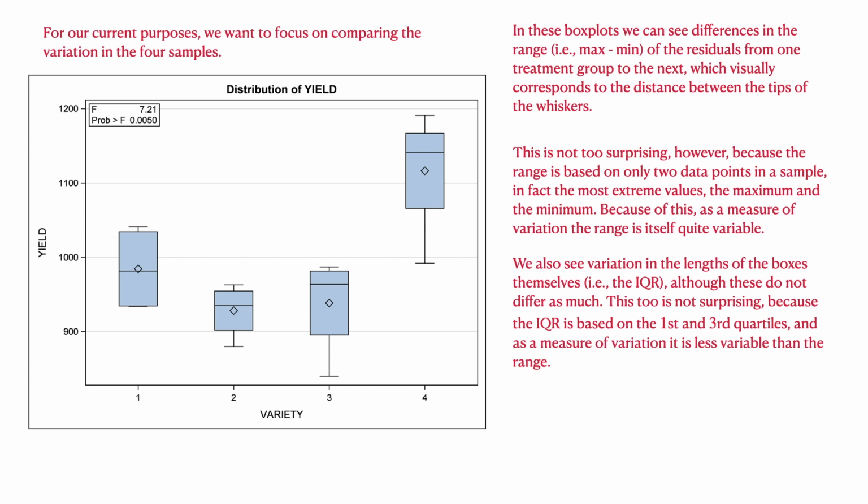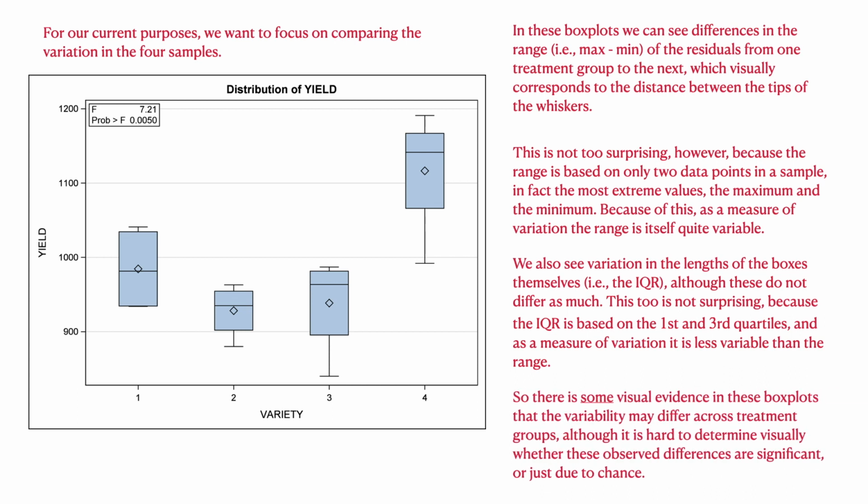And so we would expect to see less variability from one sample to another in terms of the IQR if in fact the variability is the same from one treatment group to another. So to summarize, there is some visual evidence in these box plots that the variability may differ across treatment groups, although to be honest with you, it's hard to determine visually whether these observed differences are significant or just due to chance.